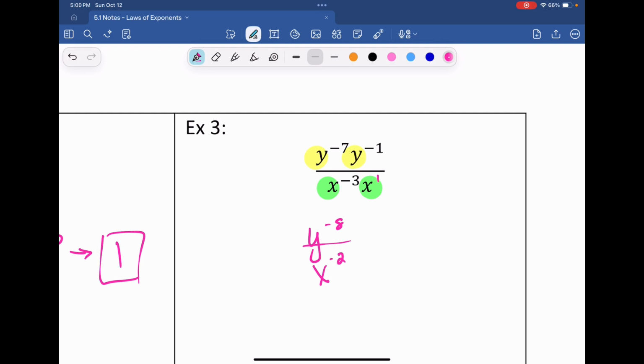Now I've got negative exponents, so we switch places. So y to the -8 goes to the bottom. X to the -2 goes to the top. So x squared over y to the 8th.